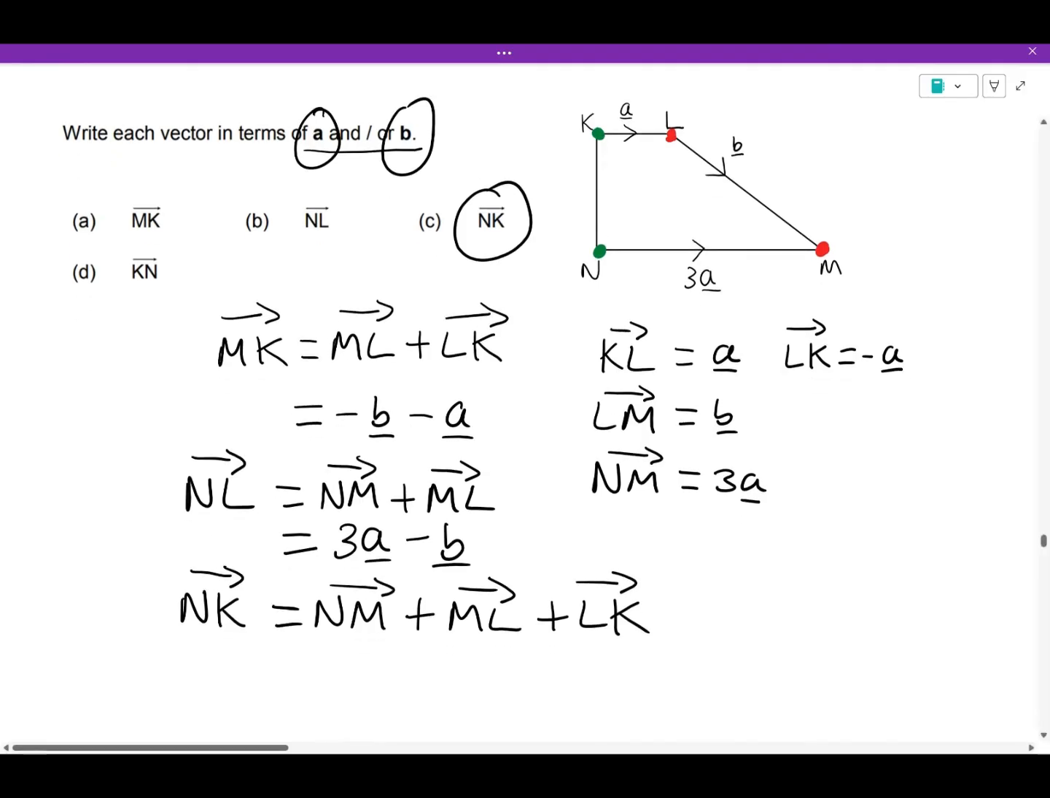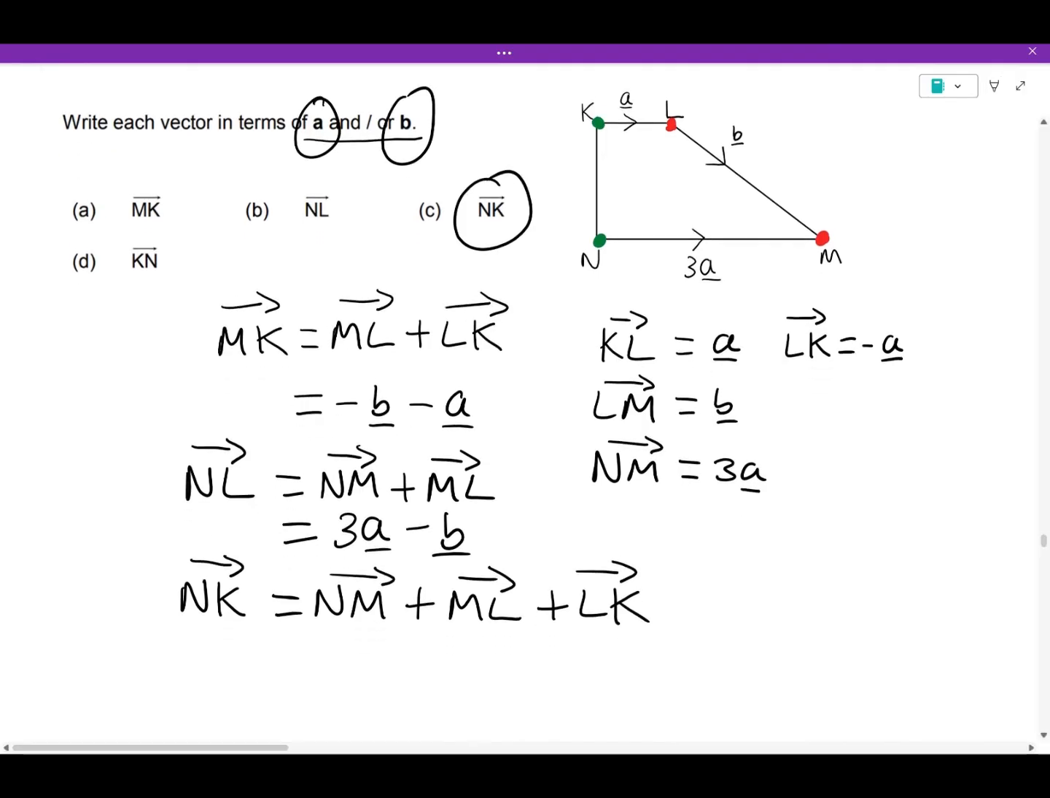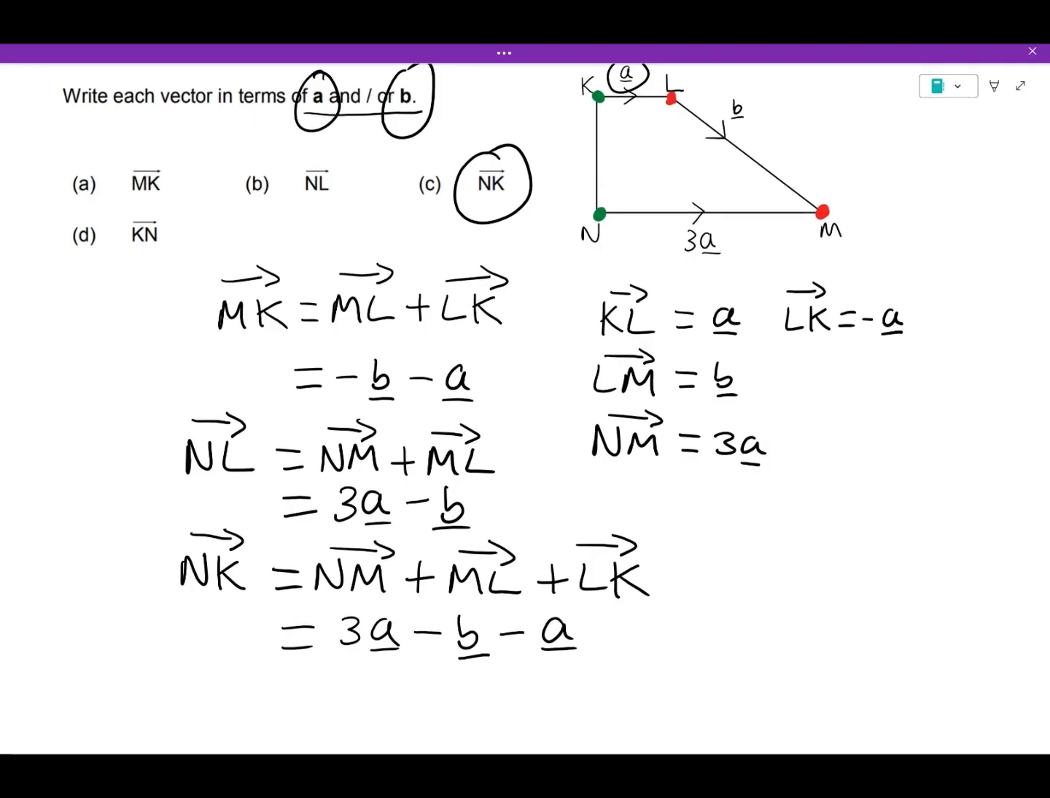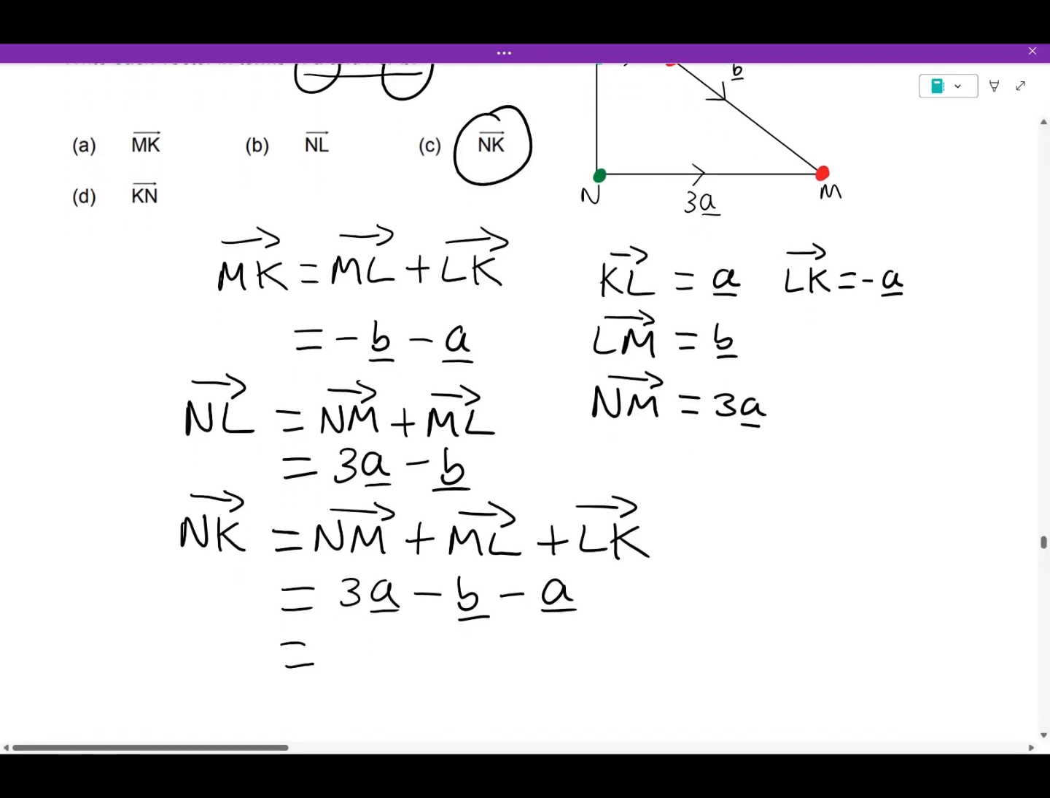So now let's replace these vectors I've got written here in terms of A and B. So N to M is 3A. M to L would be negative B because we're going against the arrow. And then L to K would be negative A because once again we're going against the arrow. Now this wouldn't be our complete final answer because we should simplify, collect our like terms. Well, we've got 3A and a negative A, so that is going to make 2A. So I'd write 2A and then subtract B like that.